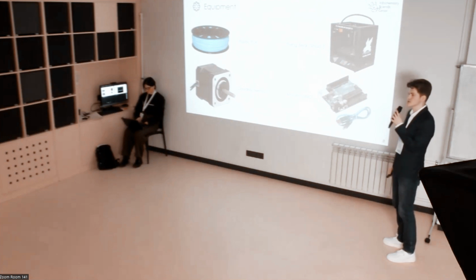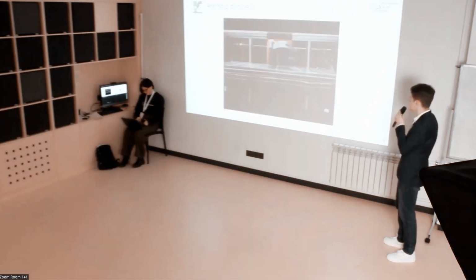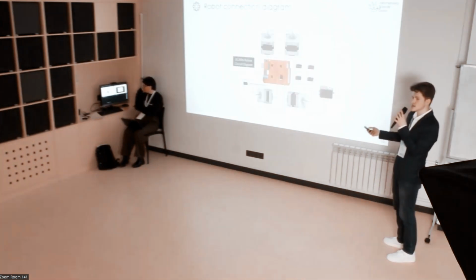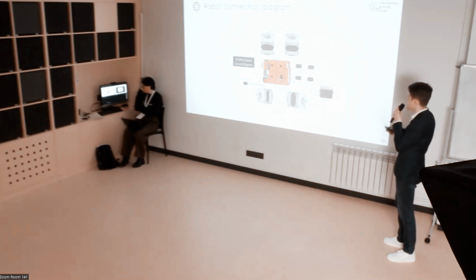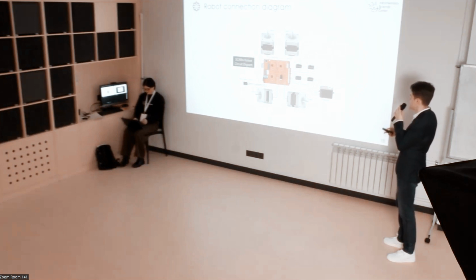As equipment, we use servo motors, an Arduino motherboard, and a 3D printer. You can see the printing process, for example. Robot connection diagram: you can see the connection between the motherboard and servo motors. So joint 1, joint 2, joint 3; in your methodical you can see J1, J2, which connect with different axes.